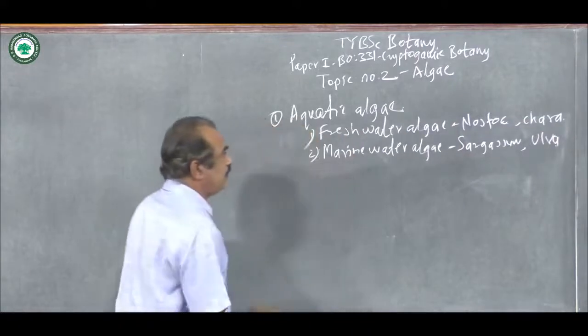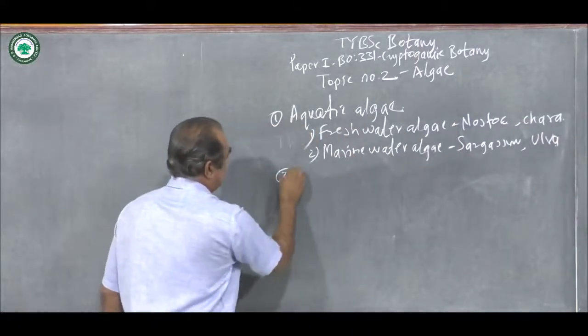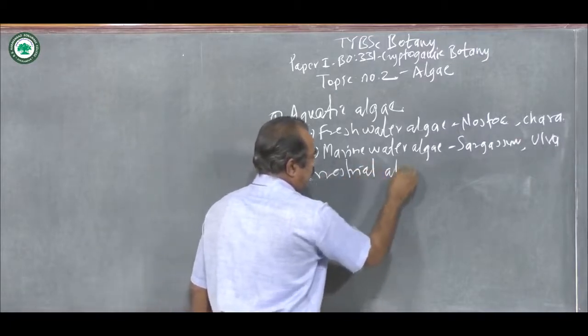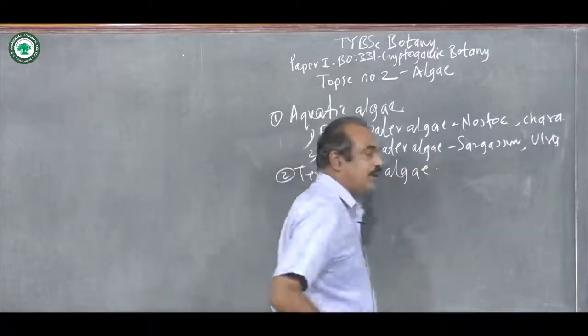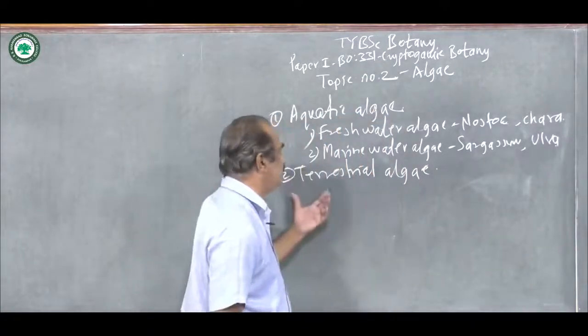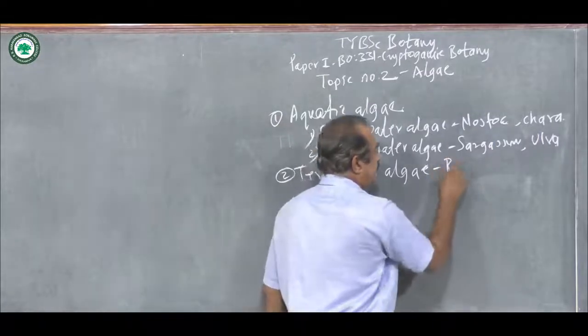The next, that is the terrestrial algae. Now there are some algae that are developed on moist soil. Such types of algae are called terrestrial algae. For example, Botrydium.